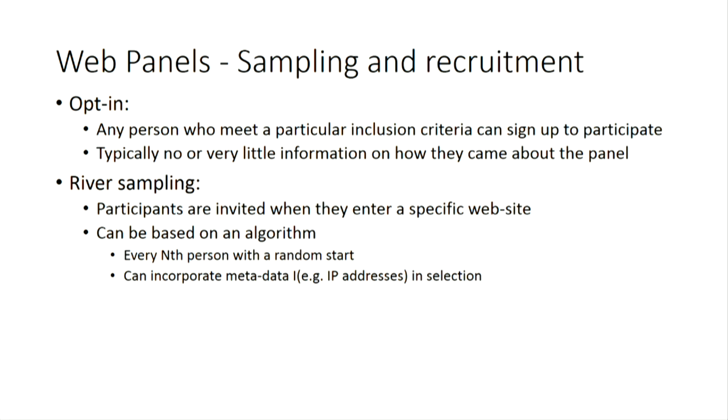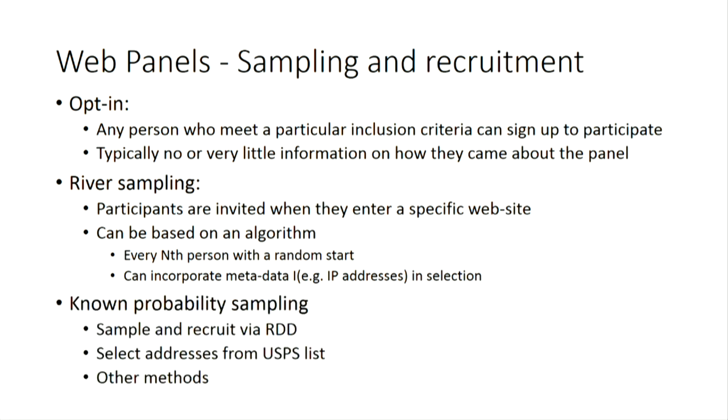And that can be based on more complicated algorithms that incorporate some random start number and every person that goes to the website after that. You can incorporate information on IP addresses, which you may be able to use to try to ensure geographic variability.